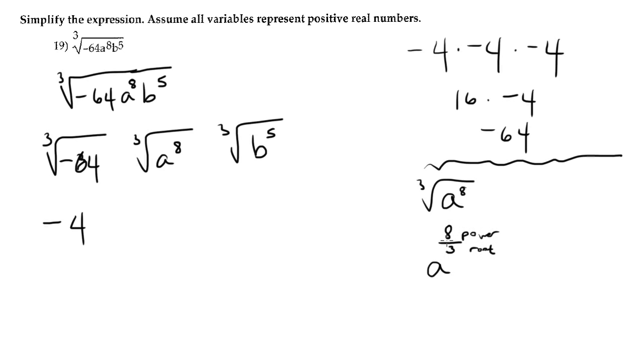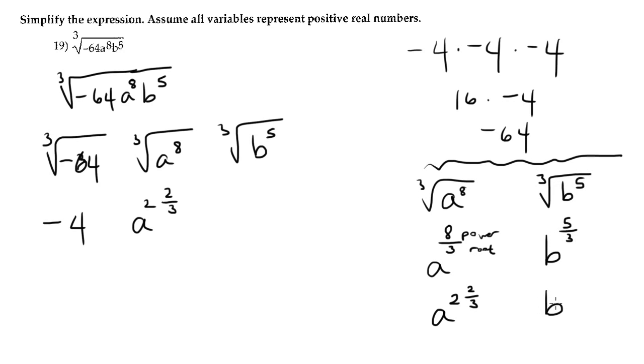Now, how many times does 3 go into 8? Let's change this improper fraction to a mixed number. So 3 goes into 8 2 times, 6, and then there's a remainder of 2/3. So this is a to the 2 and 2/3. I'll do the same thing with the cube root of b to the 5th. That's b to the 5/3 power. 3 goes into 5 one time, and then there's a remainder of 2/3. So this is b to the 1 and 2/3.